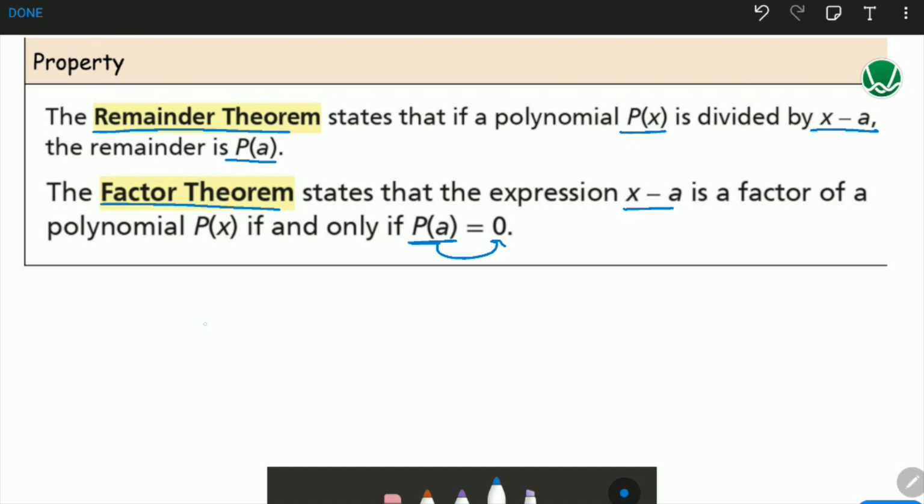For example, in normal numbers, 6 is a factor of 24 because it goes in evenly without a remainder. 24 divided by 6 is exactly 4. However, 24 divided by 5 is 4 with a remainder of 4. The remainder means it's not a factor. So just like with regular numbers, if a polynomial goes in evenly and has no remainder, or a remainder of 0, which means if you plug the root in and you get 0 out, then it is a factor of the polynomial.